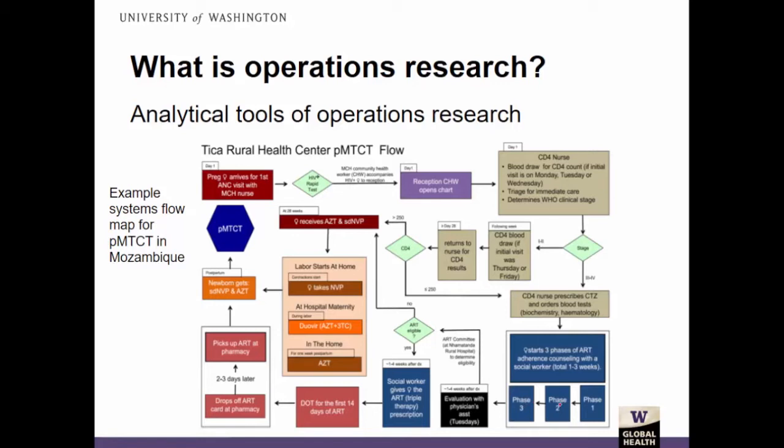As an example here, this figure is the flow of people through the prevention of mother-to-child transmission for HIV in Mozambique. It's a very complicated graph and system, which necessitates systems analysis and operations research.